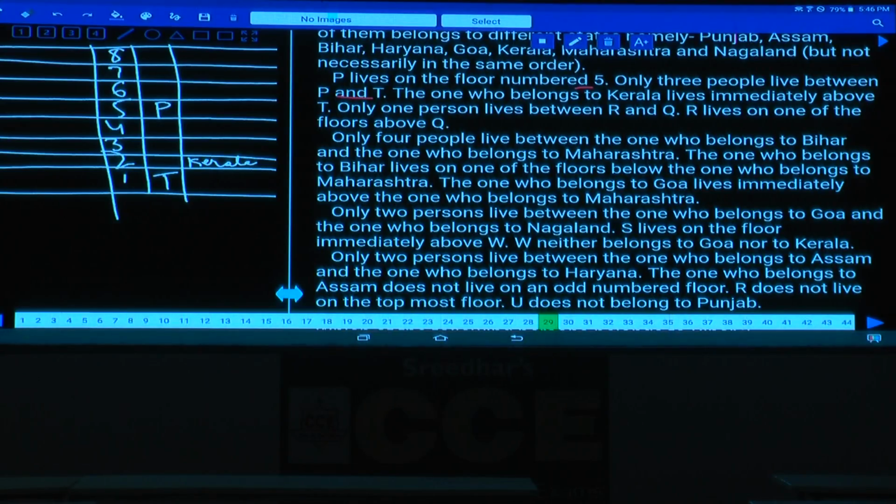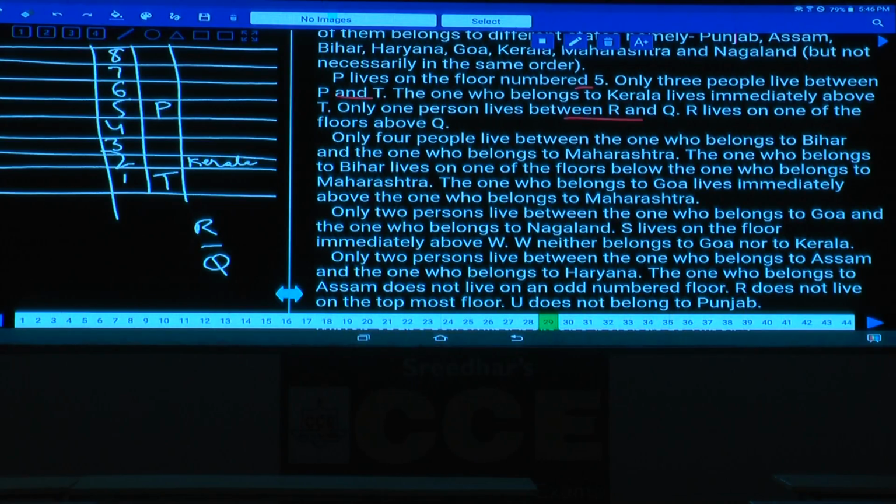And next one, only one person lives between R and Q. As only one person lives between R and Q, R lives on one of the floors above Q. R and Q can be 8 and 6, or 4 and 2, or 6 and 4. And so how many possibilities? There are 3 possibilities to this. And as of now we cannot take this one.